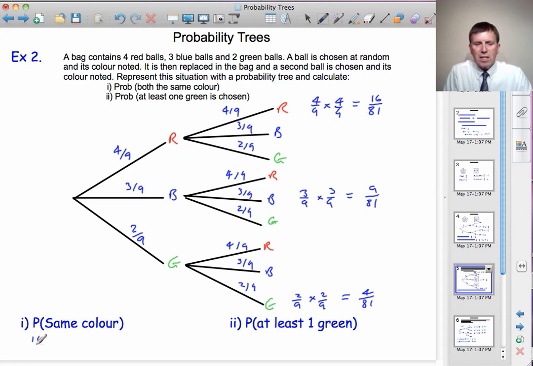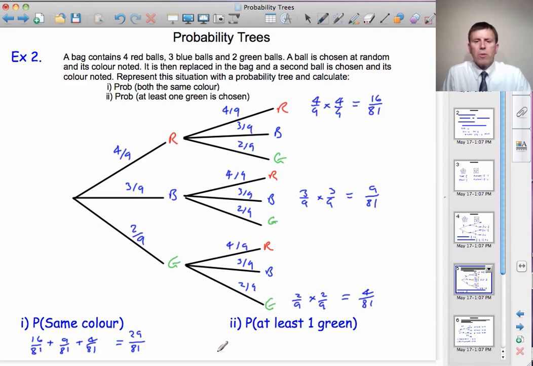It's 16/81 plus 9/81 plus 4/81. Already on a common denominator of 81, and we've got 16, add 9 is 25, add 4 is 29. So the probability is 29/81.